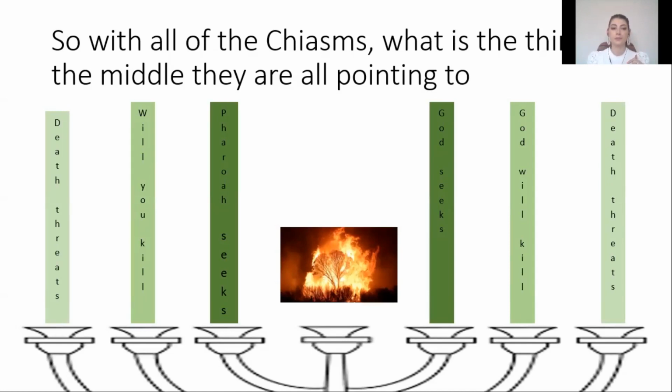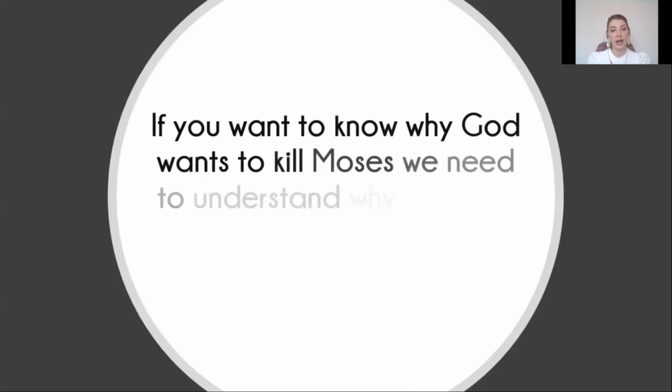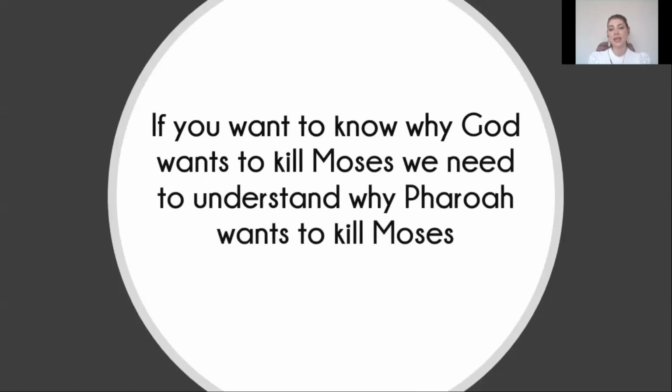So sorry, the first one was, I made a mistake. The first one was Moses killing the Egyptian and the death threat, right? The next one is, will you kill me? And then God says to Moses, I will kill you. And then Pharaoh seeks to kill Moses, and God seeks to kill Moses, and you have this burning bush in the middle of all of these things. So if we want to know why God wants to kill Moses, we need to understand why Pharaoh wanted to kill Moses. And I know it's because of him going into a place of authority, but there's something deeper here. There's something richer that we still need to understand.